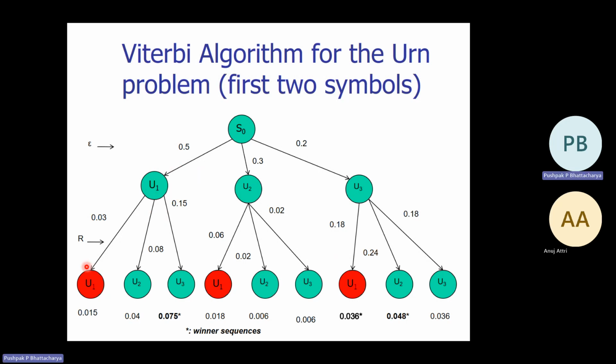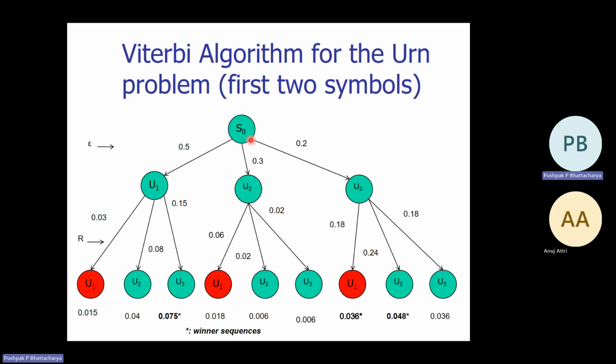So this path has 0.03 into 0.5. This path has 0.02 into 0.3. This is 0.18 into 0.2. So the accumulated probabilities are 0.015, 0.012, 0.036. So this path will be the winner. And none of the other paths ending in U1 will be advanced any further in future. Okay, and this is due to Markov assumption.